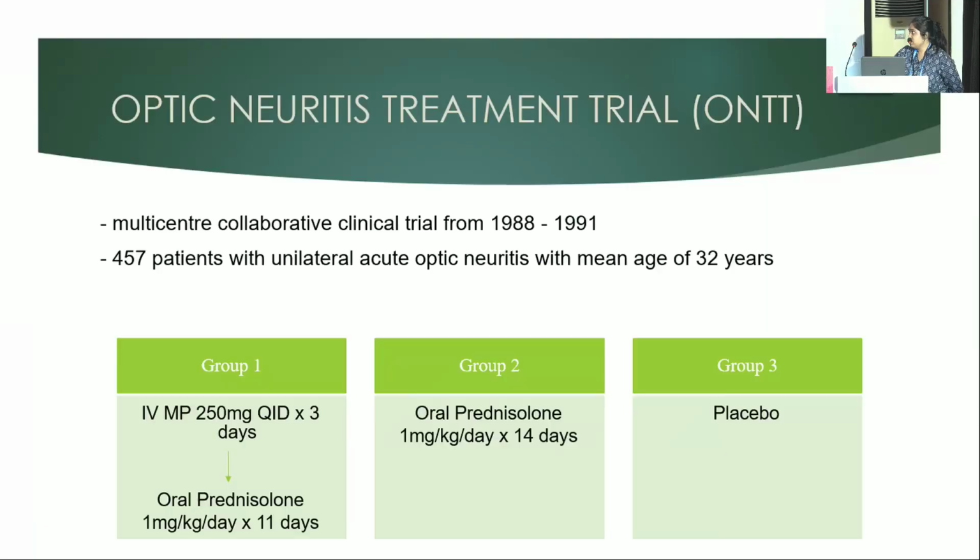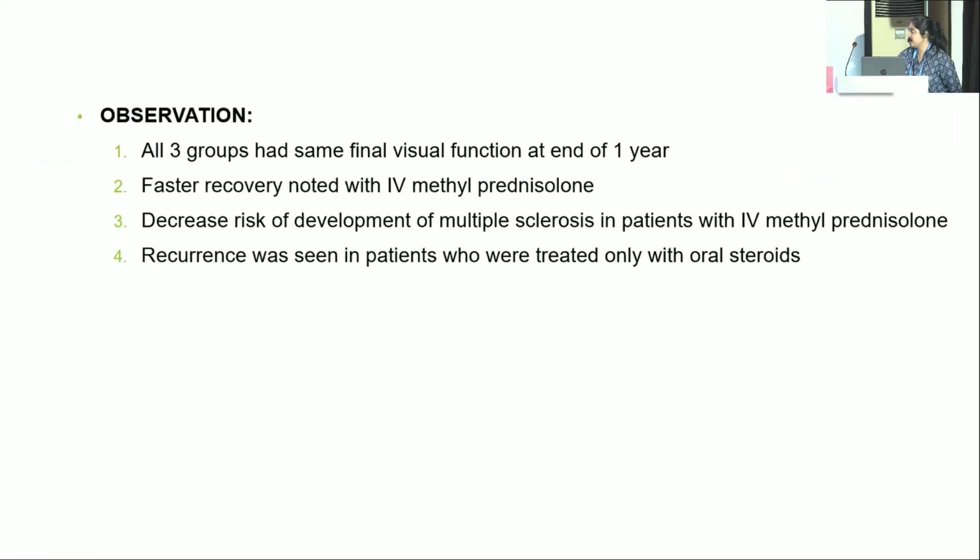Coming to treatment, which was mainly given to us by the Optic Neuritis Treatment Trial, which had 457 patients divided into 3 groups. The first group received IV methylprednisolone of 1 gram in divided doses for 3 days, followed by oral prednisolone for 11 days. The second group received only oral. The third group received placebo. So what happened after 1 year? They saw that in all 3 groups, everyone had the same visual function.